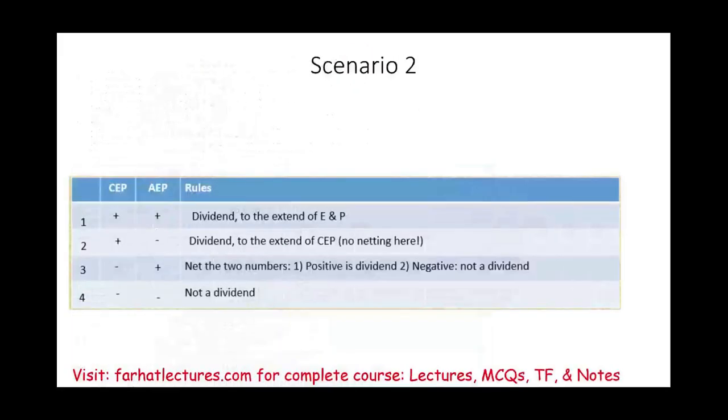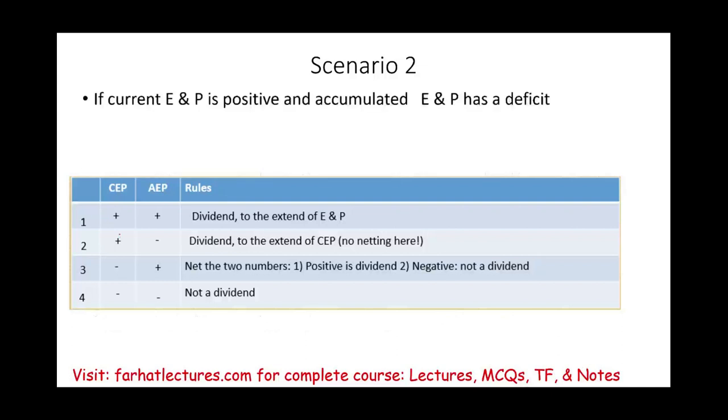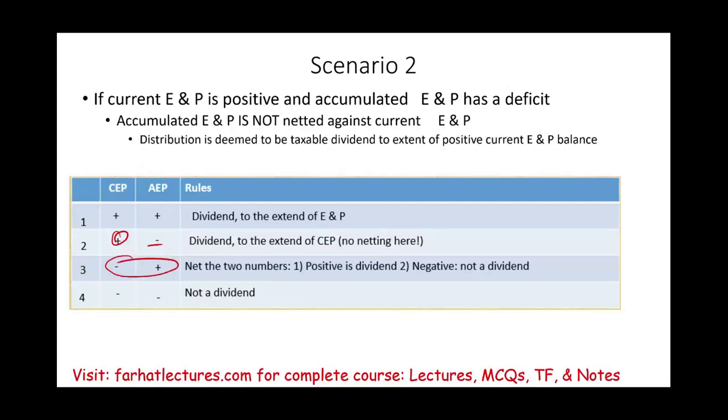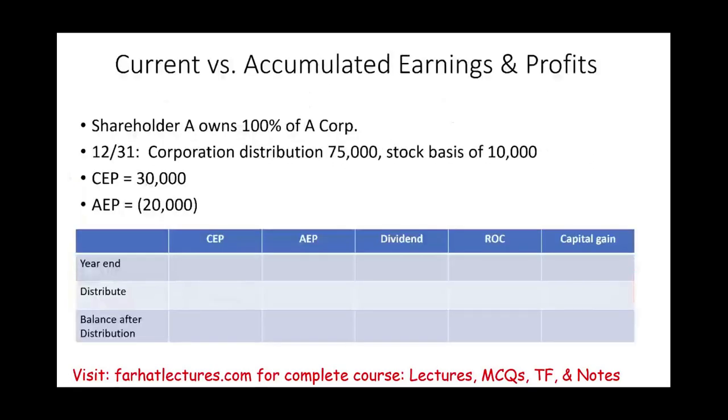Let's look at another scenario where CEP is positive, and AEP has a deficit, negative. Now, again, under those circumstances, we don't net them out. We net them out under scenario three. We don't net them out here. Distribution is deemed taxable to the extent of positive earnings and profit. Let's take a look at a few examples.